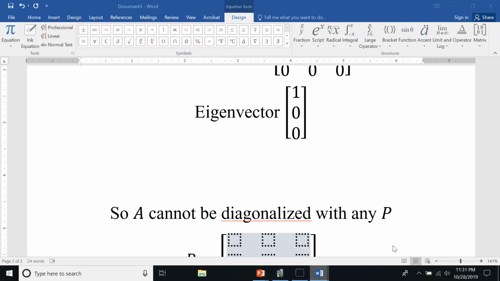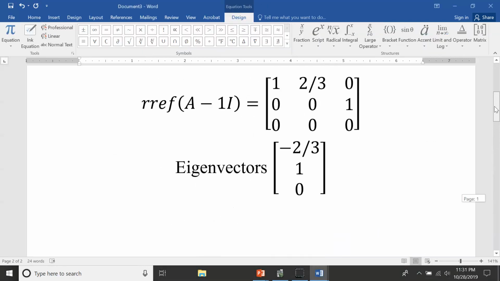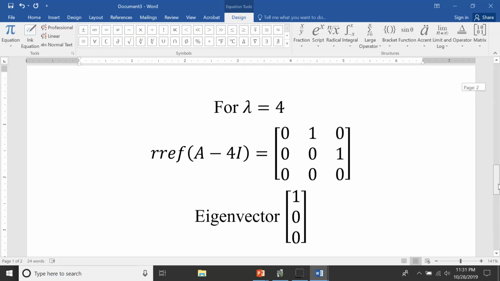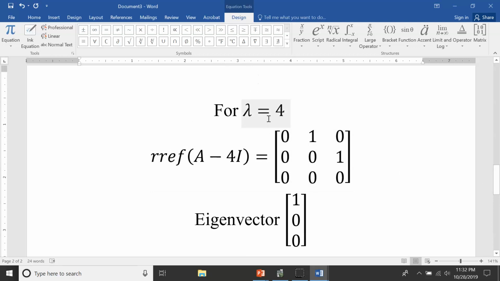And then the last example, we had this eigenvalue of 4, which had multiplicity 2, but there was only one eigenvector in our basis for the eigenspace. And therefore, we only generated two linearly independent eigenvectors. So my matrix A could not be diagonalized in that case.